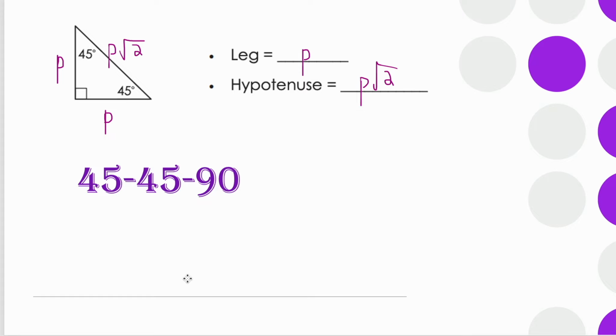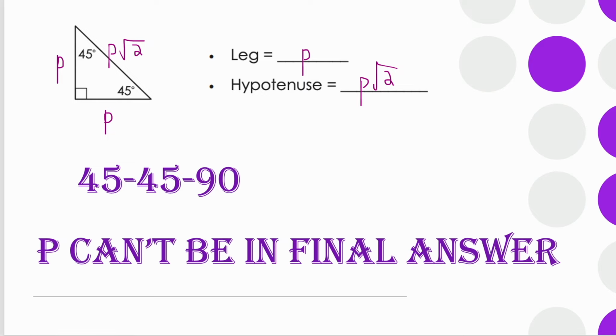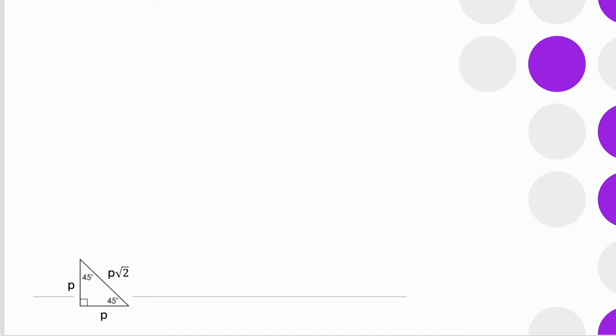So essentially, p is a variable we're going to put into the problem. That's going to make it a little bit easier to work with. But because we're putting it into the problem ourselves, p can't be in our final answer. So I'm going to take this triangle we have up here, the p, and p root 2, and just put it on the bottom of the screen. So if you notice here, the p's are across from the two small angles, and the p root 2 is across from the big angle.